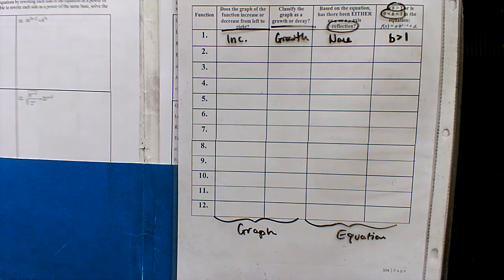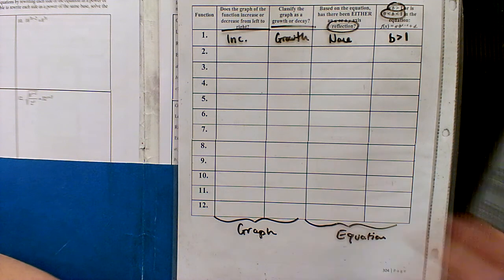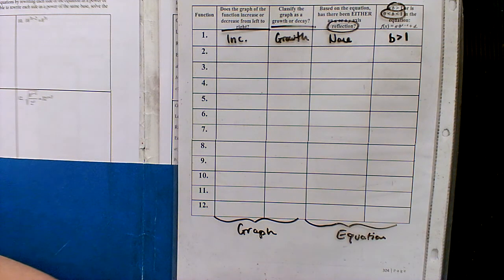All right, let's check these out. We're going to kind of do rapid fire like we did yesterday. So if I call your name, you're going to do 2 of them. Okay, you're either going to do both graph boxes or both equation boxes. Okay, we're just going to go through, see how quickly we can get through this.